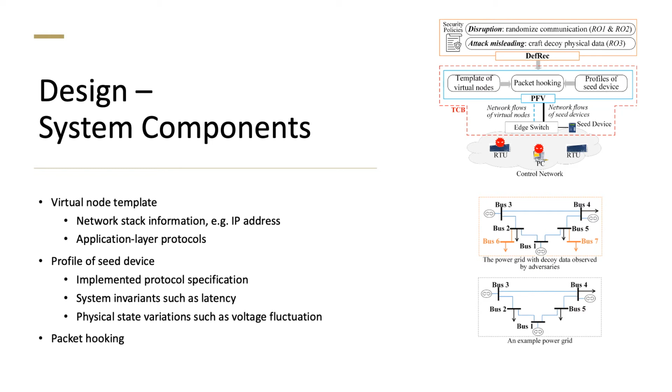And also, to make this look more realistic, you will need a profile of the seed device. For example, what kind of protocol has it implemented, and also some system invariants, such as the latency. And on top of that, you also need some physical state variations. For example, the voltage fluctuation, because if you have a virtual node that's sending out a constant voltage, the attacker will be able to tell that it's a fake node. Like it's just sending out a fixed voltage. So we need these sort of variations as well.